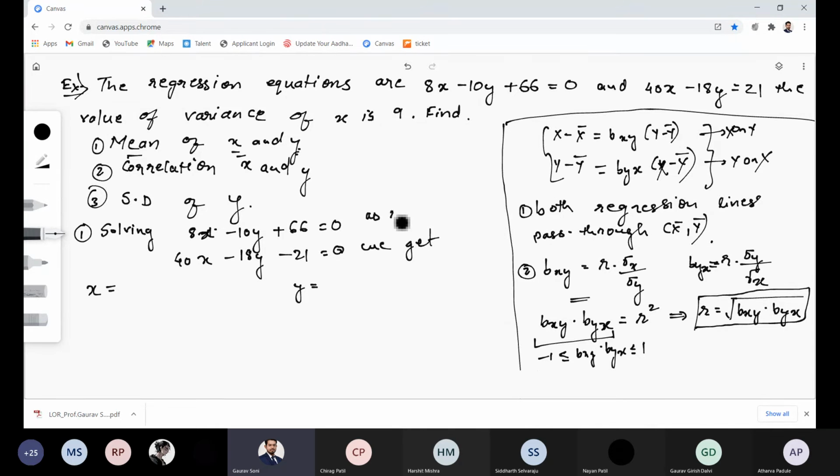As regression lines pass through x bar comma y bar, if we solve this simultaneously, you'll get x bar is equal to 13, y bar is equal to 17. You can do this. I mean, it is not difficult. Second one.